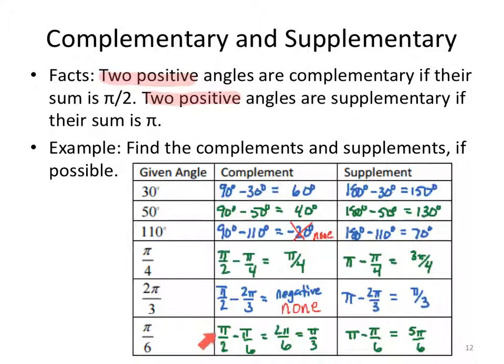And for pi over 6, we'll subtract pi over 2 minus pi over 6 is the same as 2 pi over 6, right? This is 3 pi over 6 minus 1 pi over 6 is 2 pi over 6. The top of my pi kind of blew off. It's windy season here in New Mexico. And that simplifies to pi over 3. The supplement, pi minus pi over 6, 5 pi over 6.